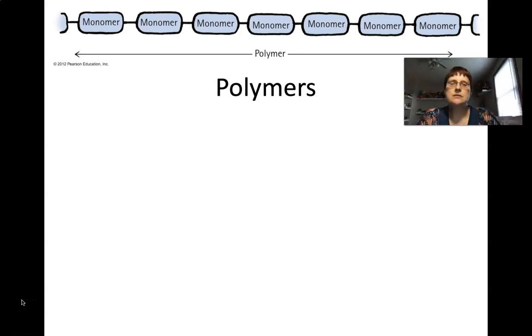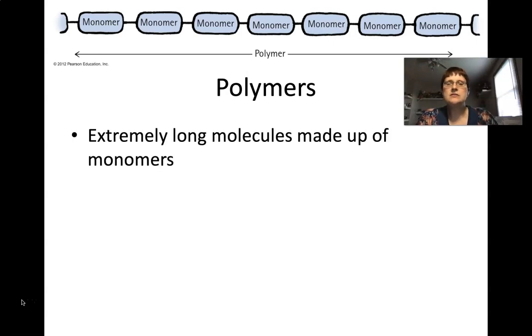Alright, so this video is going to look at more organic molecules, but we're going to look at them a little differently. Now we're going to look at them with what we call polymers. So what are polymers? These are extremely long molecules made up of monomers. I know, very helpful definition.